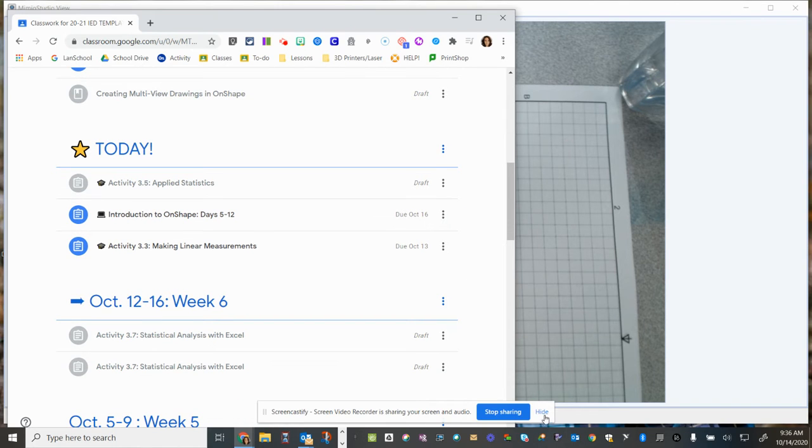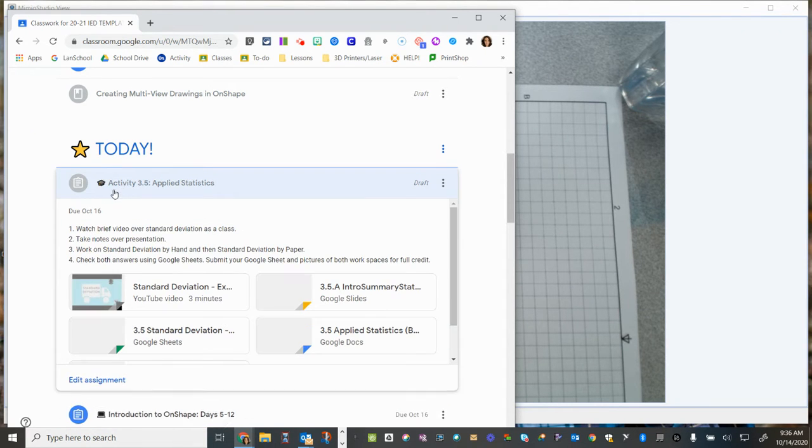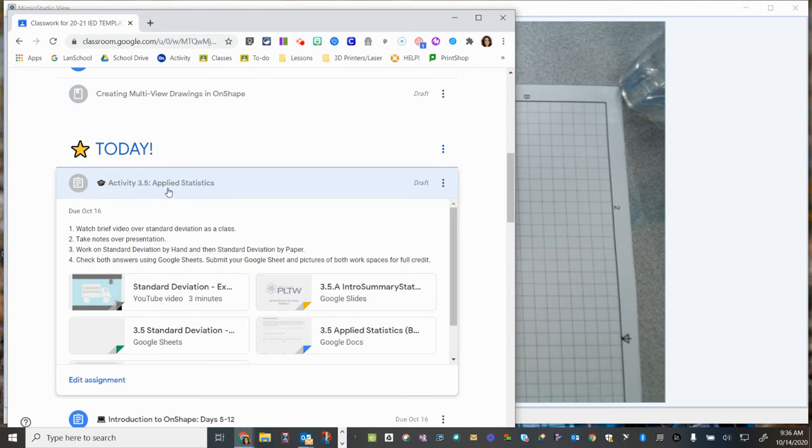All right, this is the beginning of activity 3.5 where we are going to investigate applied statistics. You should have watched the Edpuzzle video that talked about mean, median, mode, different types of data graphs that we would use and measures of central tendency. Right now we are on the activity 3.5 applied statistics, and I am looking at this Google Doc that says by hand.